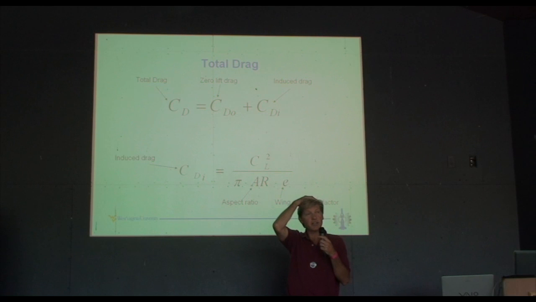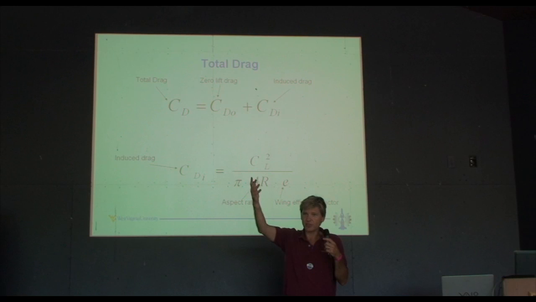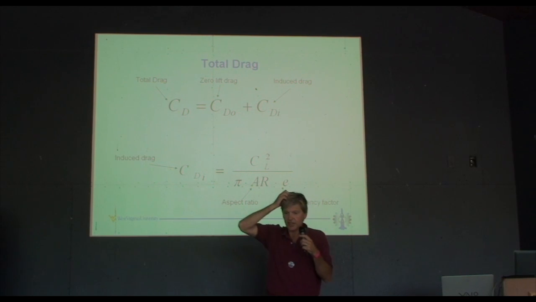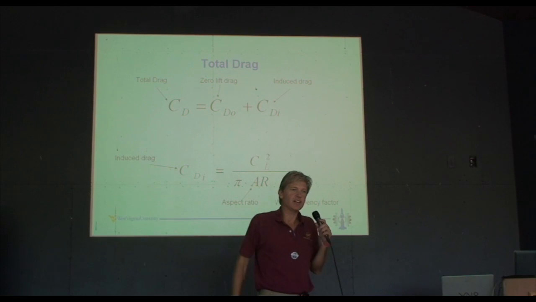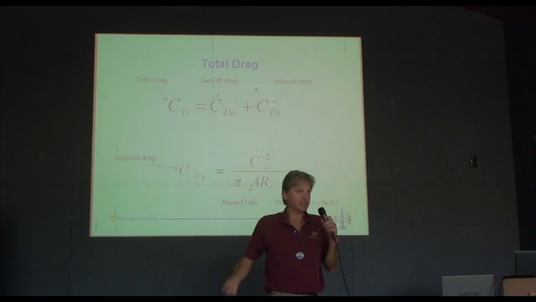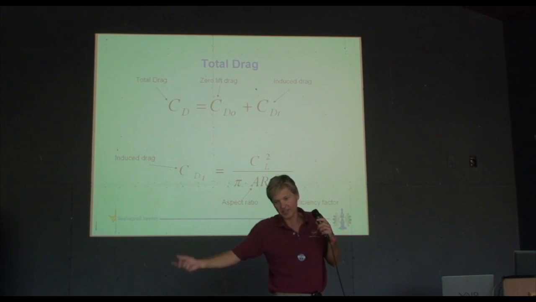So now, oh my God, the induced drag was only 10% on the Cherokee, but now the induced drag is 40% of the total. So now we can't kick the can down the road anymore with the aspect ratio. Now we've got to start really taking a look at this. And that's exactly what happens.